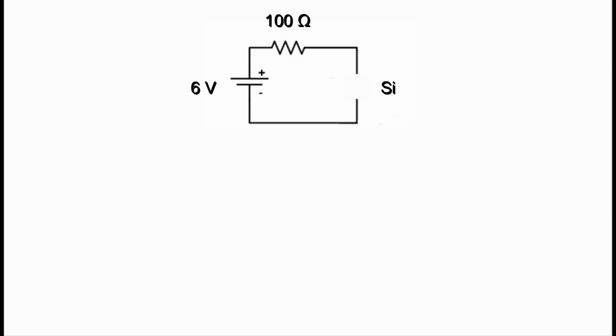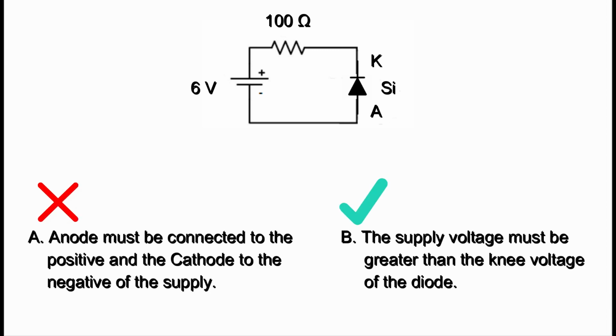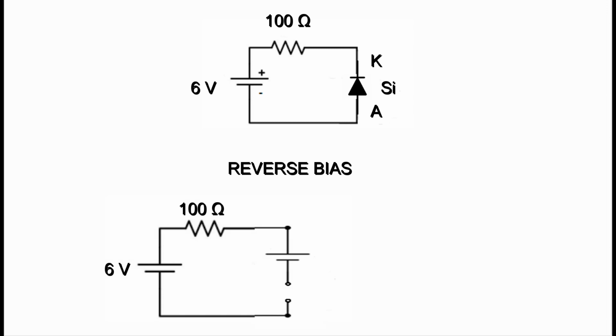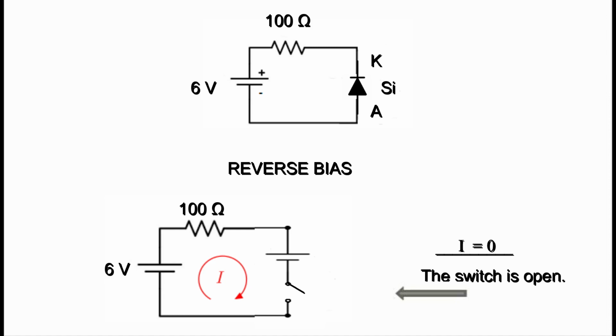How about if this diode now is reversed? The anode is now connected to negative and the cathode is connected to positive. Letter A is no longer met. Therefore, the diode is considered to be reverse bias. If it is in reverse bias, this will be considered to be an open switch. Since it is an open switch, we could immediately say that the current is equal to 0.